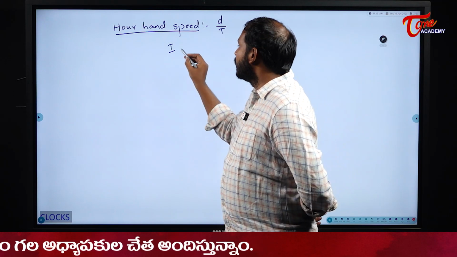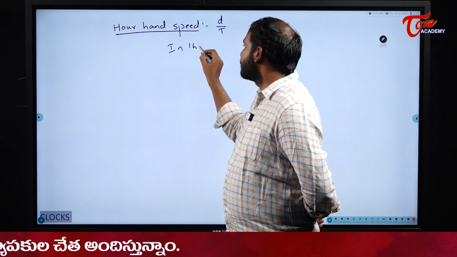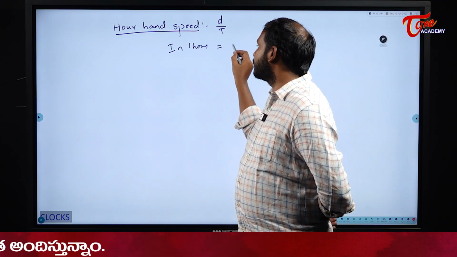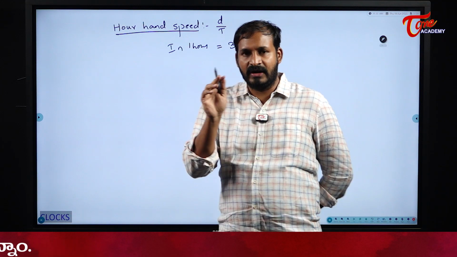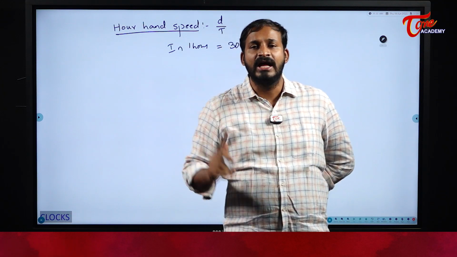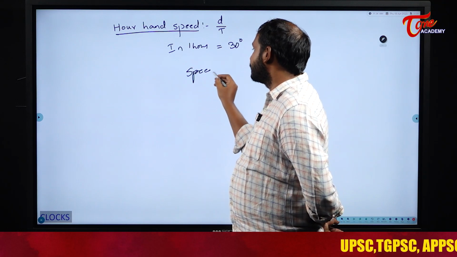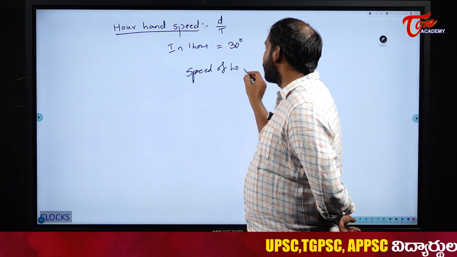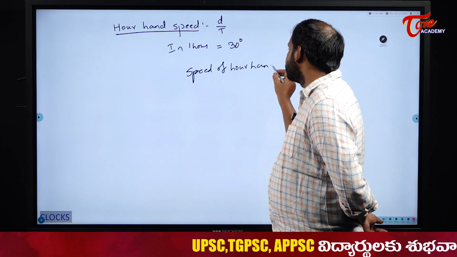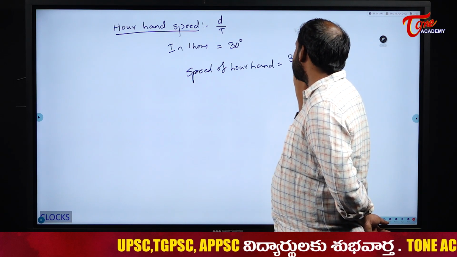So, in 1 hour, what is the distance it will cover? 30 degrees, right? Just now we have told. In 1 hour, it will move from one partition to the other partition. So, what will be the speed of my hour hand? Distance covered is 30 degrees in 1 hour.